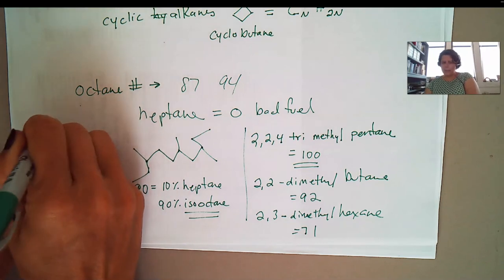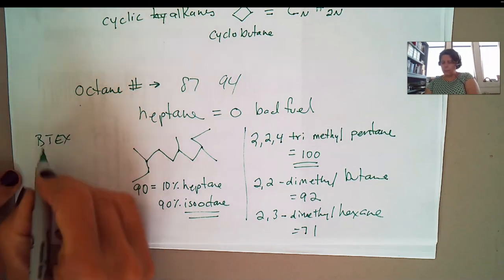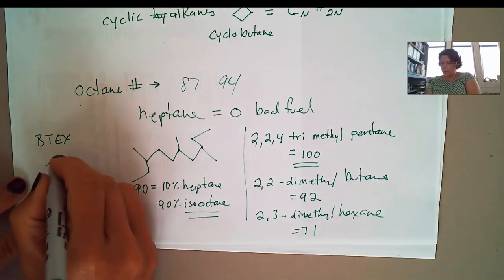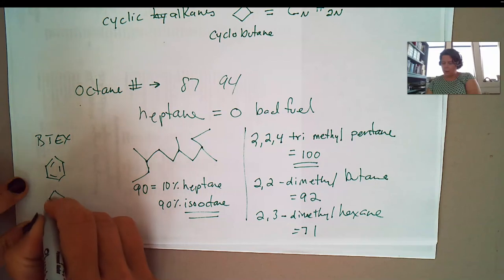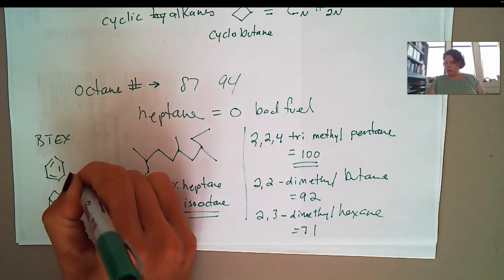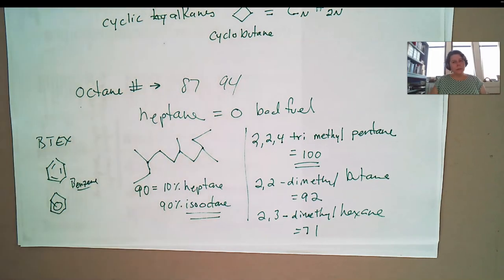What happens is we get these BTEX compounds, which stands for benzene, toluene, ethylbenzene, and xylenes. We'll get into them, but I keep drawing this compound here, or it also can be drawn like this. This is benzene. Benzene is a known carcinogen.